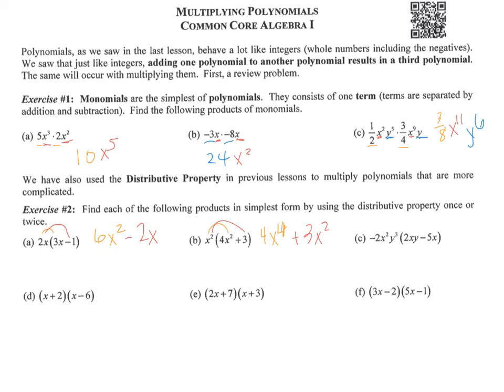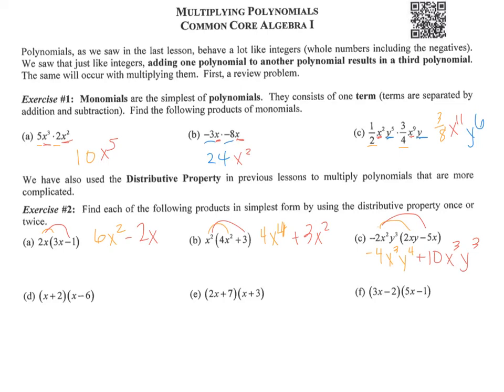It does get more difficult though. So I have -2x squared y to the third times 2x y. So we're going to do this one piece at a time. -2 times 2 is -4. X squared times x to the first is x to the third. Y to the third times y to the first is y to the fourth. Then I have -2 times -5 is positive 10. X squared times x to the first is x to the third, but we still have our y to the third.